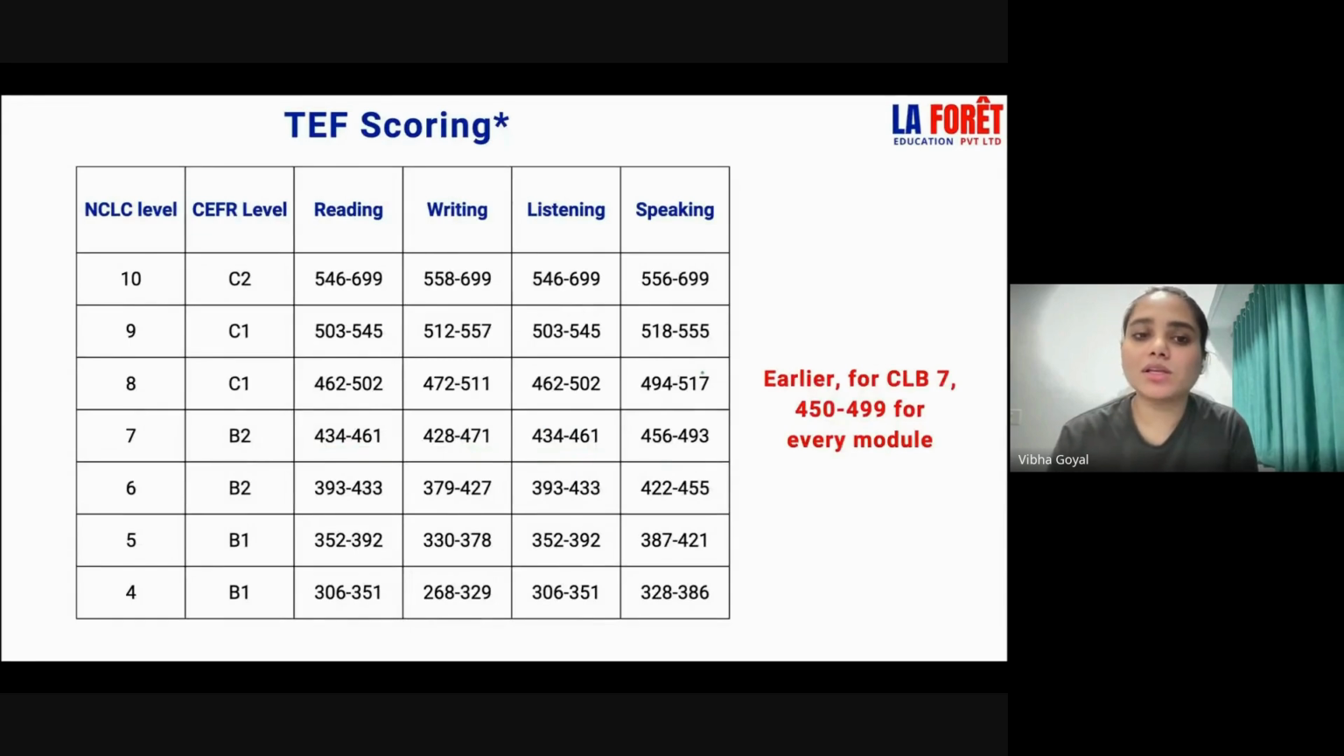Earlier TEF में सब कुछ सेम था. 450 minimum for every module, but it has changed recently. So we see कि writing has become easier, listening has become easier, and reading has become easier. मतलब scoring wise हमें कम स्कोर करना है CLB 7 लाने के लिए, but speaking का थोड़ा बढ़ गया है, even by 6 points, but बढ़ गया है.